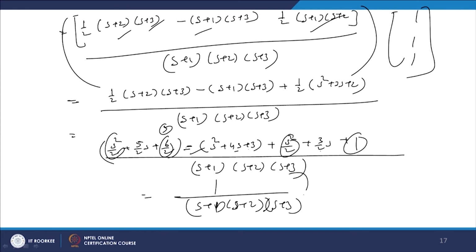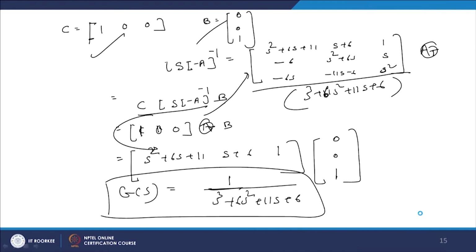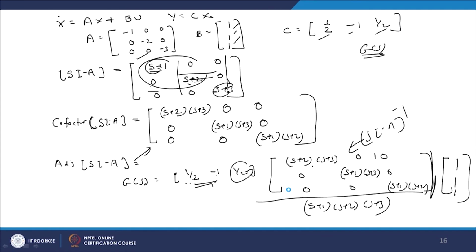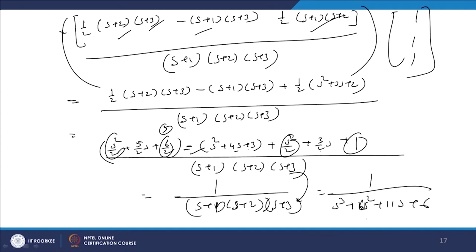that is the same thing, and we will write this down as s cube plus 6s square plus 11s plus 6. That means if you see it earlier, s cube plus 6s square plus 11s plus 6. So we have got the same thing, s cube plus 6s square plus 11s plus 6.